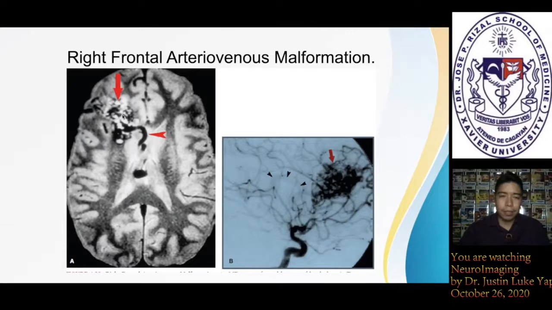So this is an example of a right frontal AVM. You can see the feeding vessel and the tangled malformation. On angiography of the same patient, again you see these tangled vessels.